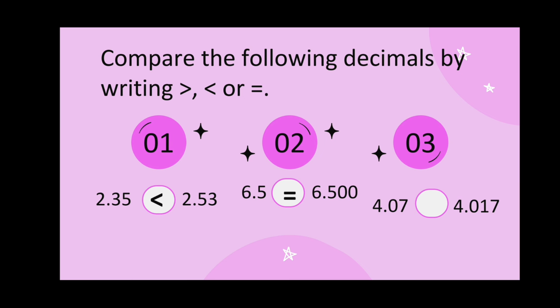Next, number 3. 4 and 7 hundredths and 4 and 17 thousandths. Ang whole number parts ay equal. Ang tenths na digit ay equal din. Now, ang hundredths place ay 7 and 1. 7 is greater than 1. Therefore, 4 and 7 hundredths is greater than 4 and 17 thousandths.